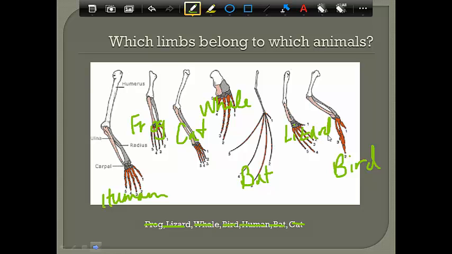So again, just to point out that we see in these organisms a lot of similarities in their structures, even though the actual limbs are used for different things, be it swimming or flying or walking or whatever, they still have some similarities, pointing to this relatedness, this DNA that we hold in common.